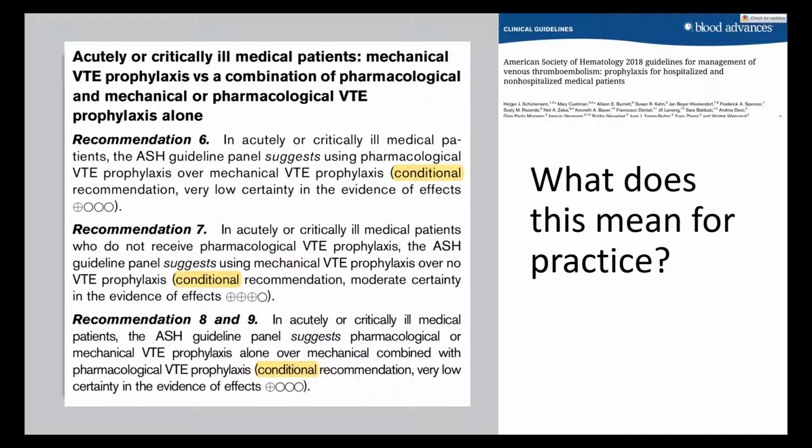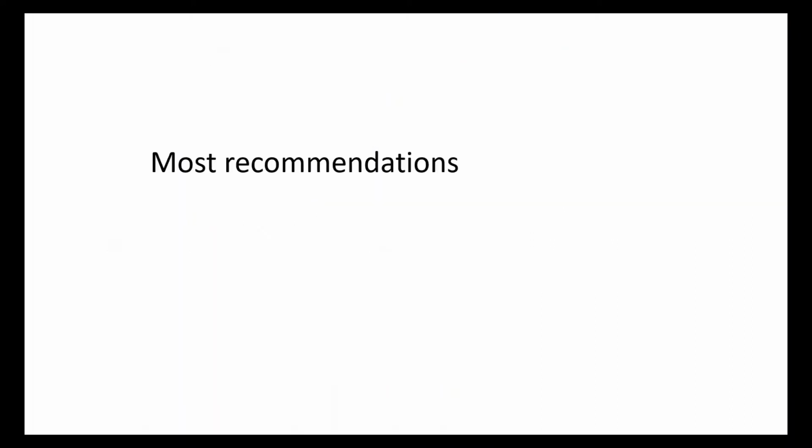And it is based on very low certainty in the evidence of effects of these two options. Recommendation 7 would say in acutely or critically ill medical patients who do not receive pharmacological VTE prophylaxis, for instance, as a result of an elevated bleeding risk, the ASH guideline panel suggests using mechanical VTE prophylaxis over no prophylaxis. And also that is a conditional recommendation. So what do these conditional recommendations actually mean?